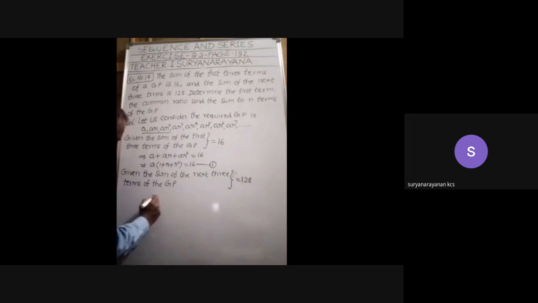This implies, what are the next three terms? AR cube, AR power 4, AR power 5. Yes or no, my children? These are the next three terms. So the sum of these three terms, AR cube plus AR power 4 plus AR power 5, is equal to 128. Understood this equation, my children?